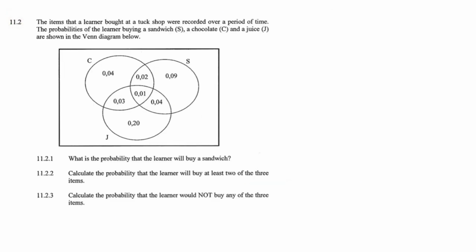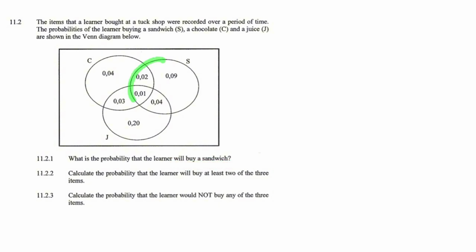11.2. The items that a learner bought at a tuck shop were recorded over a period of time. The probabilities of the learner buying a sandwich, a chocolate, and a juice are shown in the Venn diagram below. So notice they give us probabilities. So these decimal values are all probabilities. 11.2.1. What is the probability that a learner will buy a sandwich?